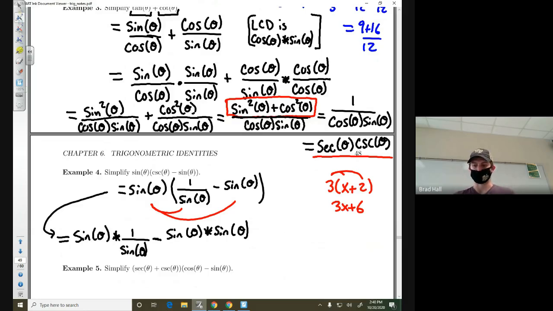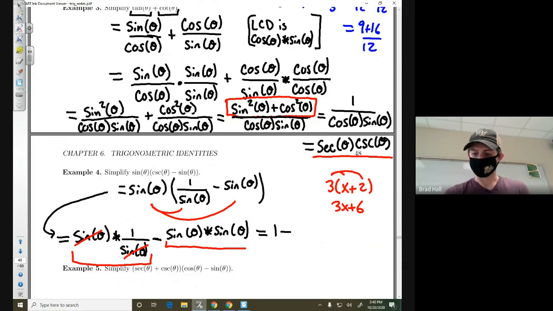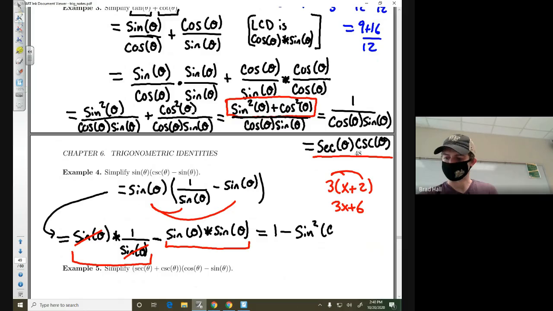And now we can go ahead and start bringing stuff together and cleaning this up a little bit. So let's start with the first term. Well, now they do cancel because this is a multiplication. The signs cancel. We're left with 1. Then there's a minus sign, so I'll put the minus sign. And then I see a sine of theta times sine of theta. Well, you all recognize that: sine squared of theta. There's two of them, they're multiplying, so it's sine squared.